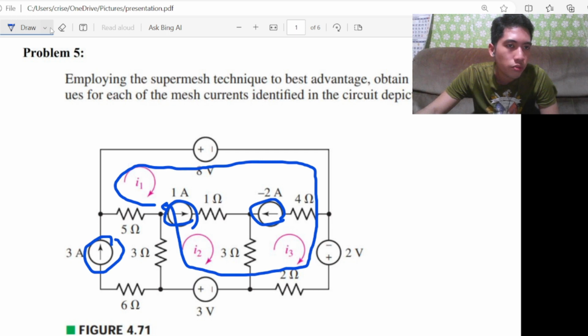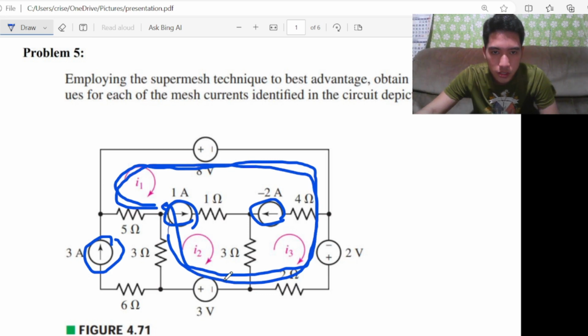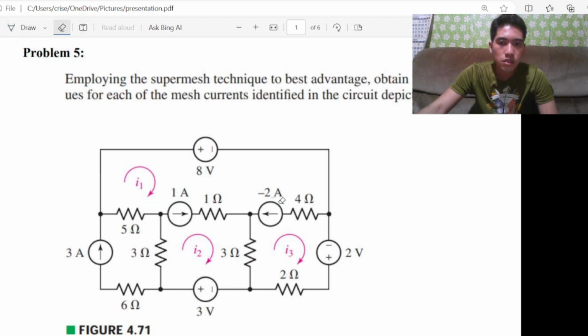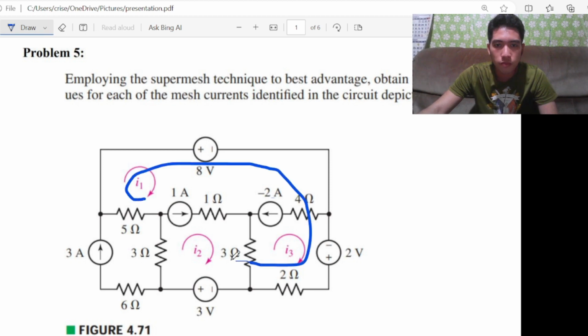The only way to solve a supermesh is to have a KVL equation. And to solve the KVL equation, there is only one path for that, which is going from this to this and back to its original position. So let's erase this. In order to solve for the supermesh, we must identify the KVL equation surrounding this loop, and then the supermesh equation that we can obtain from this current source and this current source.